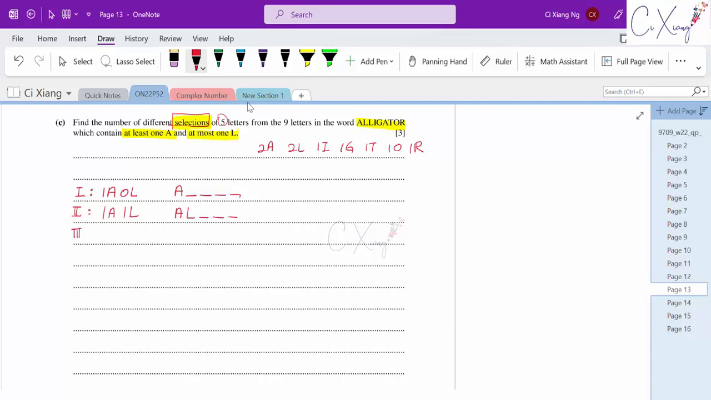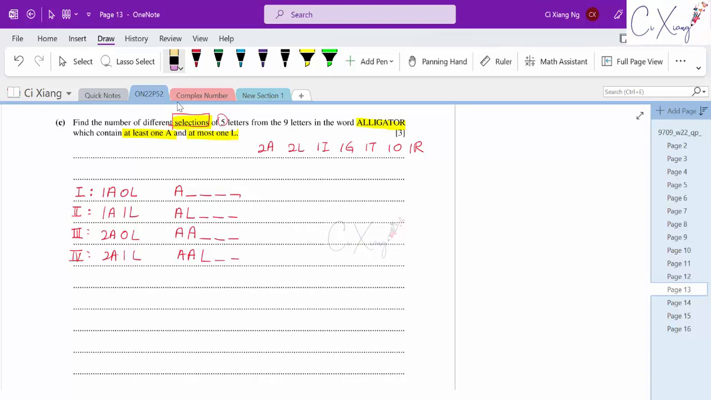Okay, third case, what is the possible third case that I have? I might have 2A with 0L. They say at least 1A, so besides 1, I can have 2A also, right? If I have 2A and 0L, then my selection will be something like this, AA, then 3 more letters to be selected besides the A and also L. Then fourth case, I can also have 2A with 1L. If I have 2A, then I have an AA here, and then I have the L as the third letter. So for this case, we still have to choose another 2 letters besides the A and L. All the cases that I list out here fulfill the restriction in the question.